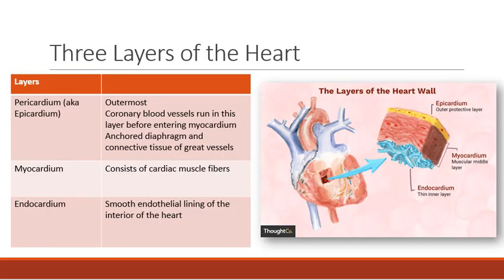Three layers of the heart. The endocardium: this is the endothelium and subendothelial connective tissue. The next layer, the myocardium, consists of cardiac muscle fibers. It is the thickest layer. And the epicardium, or pericardium, the outermost portion. There is an outer parietal section of this and an inner visceral section. Between them there is a pericardial space with pericardial fluid. This fluid helps to minimize friction during cardiac contraction.